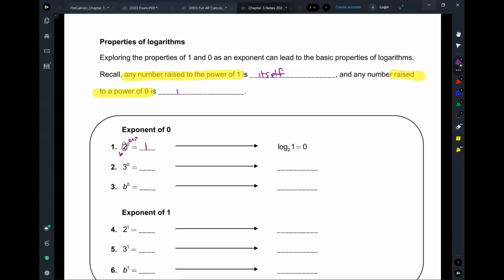All right? So take a look here. 3 to the 0 is 1. So how can I write that as a logarithm? Log base 3 of 1 equals 0. So b to the 0 is 1, so log base b of 1 equals 0. And that's a property that you all just came up with on your own.